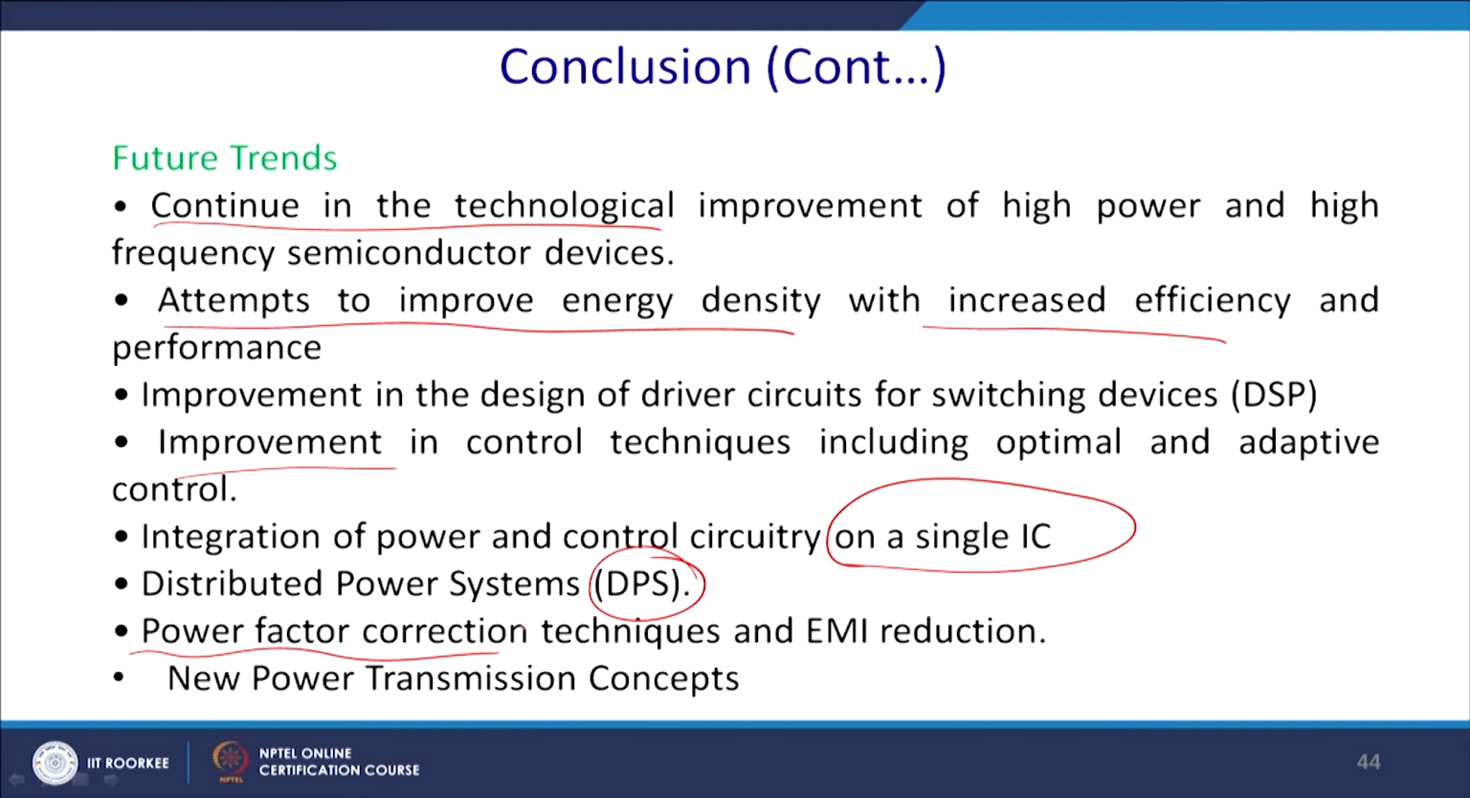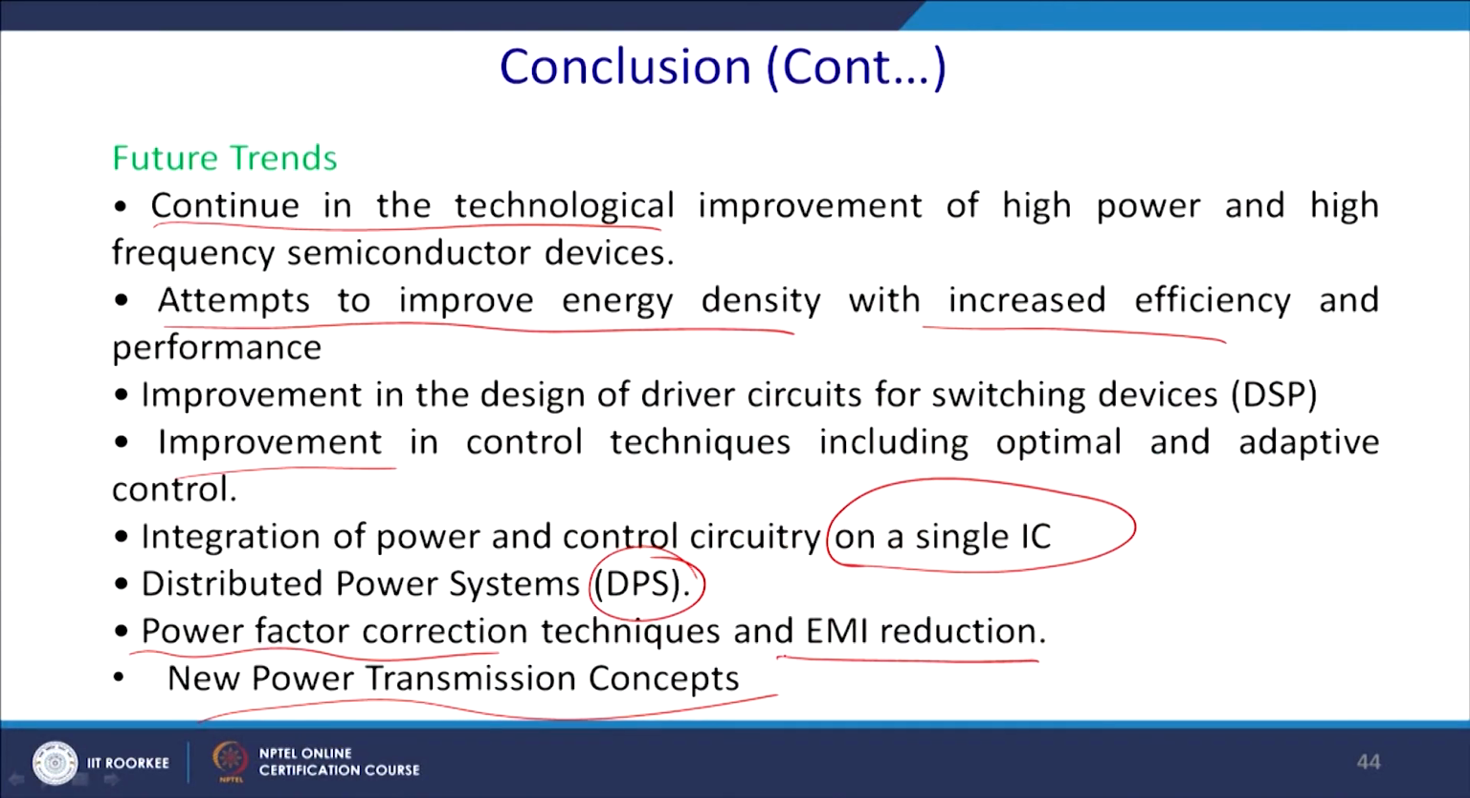Also, power electronics poses a lot of threats because of the AC to DC rectification and all those things. Power factor correction techniques are required to be incorporated, for power factor as well as THD minimization, and we also require to reduce the problem of electromagnetic interference and radiation. A new power transmission concept has also evolved with FACTS devices. So, these are the future trends of power electronics that we require to talk about.